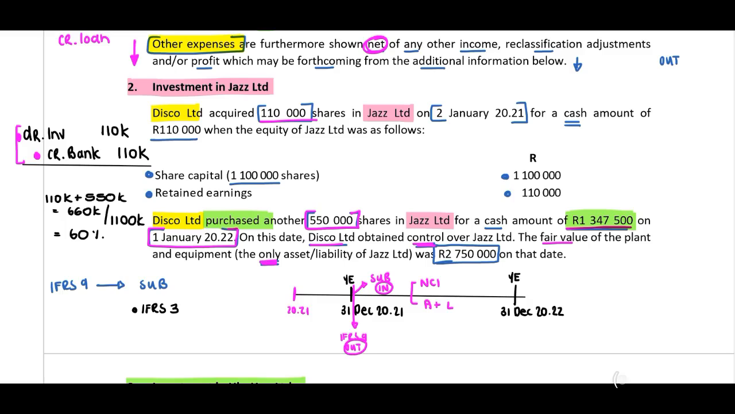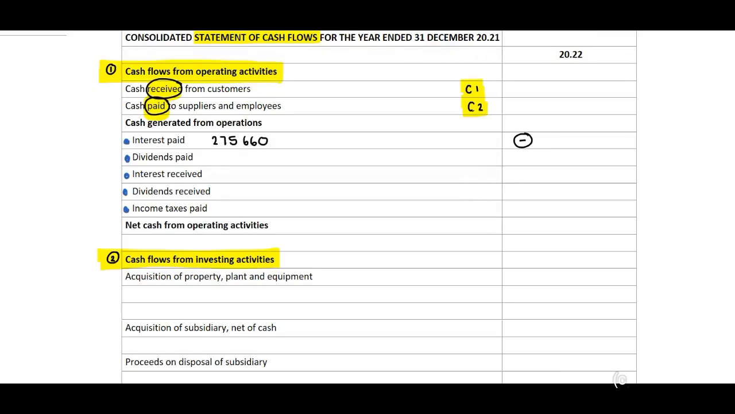Now I'm going to work through the steps with you just now. Immediately I'm going to transfer this because we purchase. It's an acquisition of a subsidiary, which is Jazz Limited. I'm just going to write this here. It's an acquisition of a subsidiary, Jazz Limited. Luckily, there's no cash, 1,347,500. This is our outflow, right?